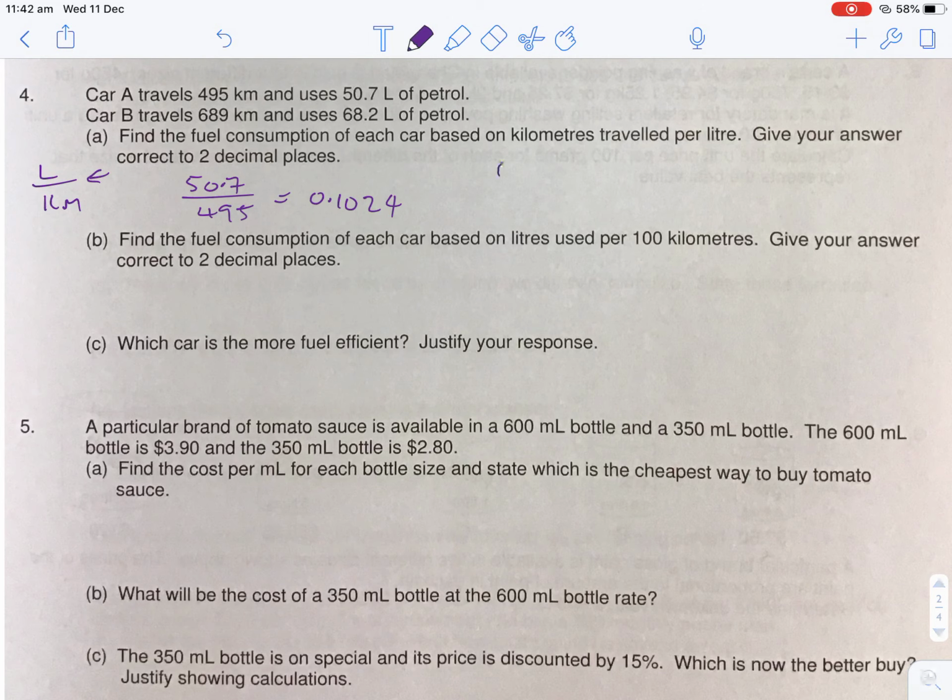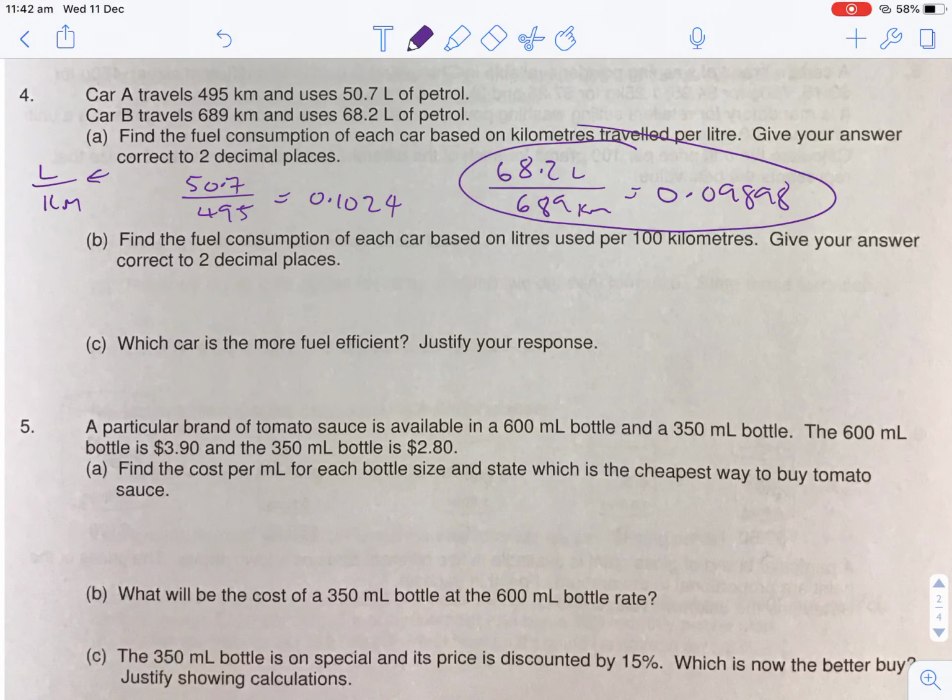For the second vehicle, I've got 68.2 litres divided by the 689 kilometres. So this is telling me litres per kilometre. So 68.2 divided by 689 will give me an answer of 0.09898. So you can see that the second car is slightly more fuel efficient. It's using less fuel than the first car.